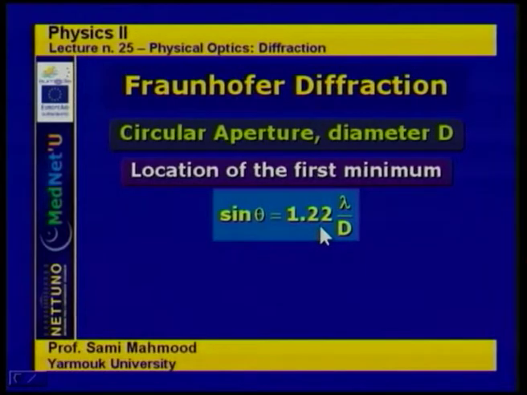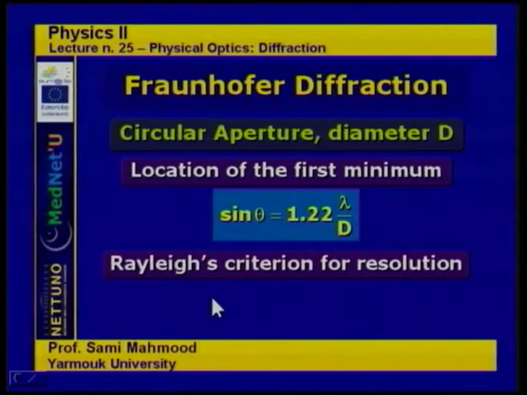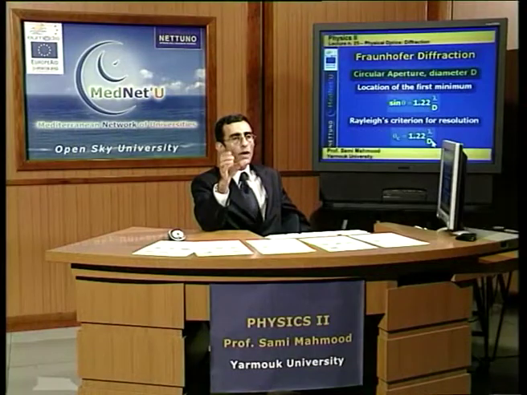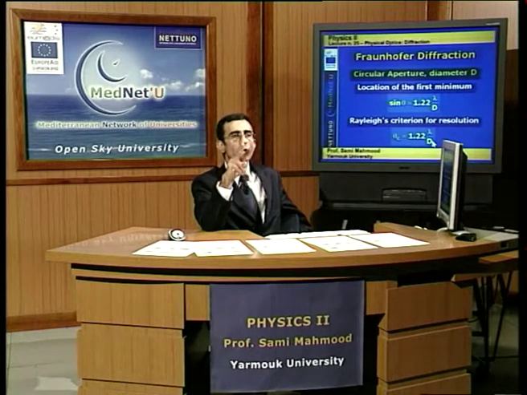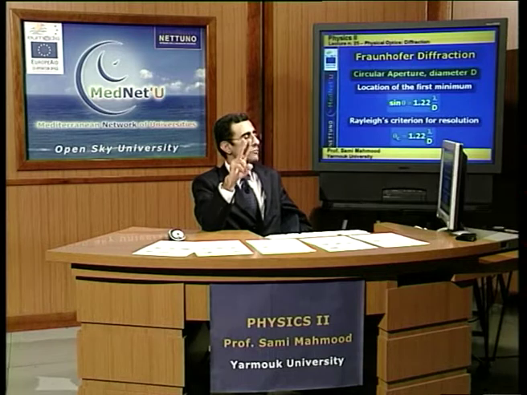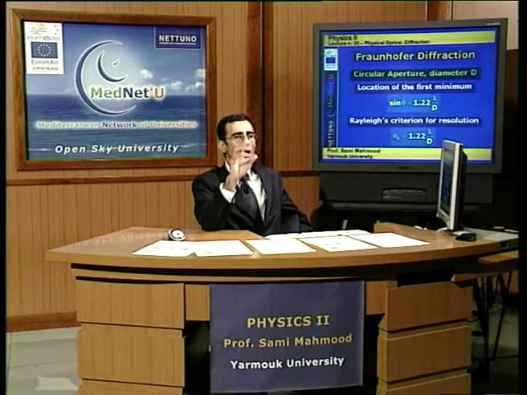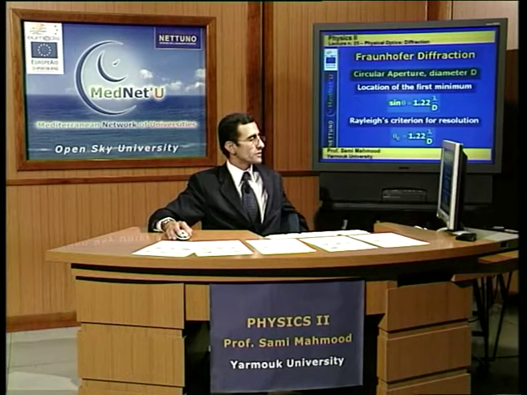It's multiplied by 1.22. So this is the condition, and Rayleigh's criterion for the resolution of two images with circular shape is given by theta c equals 1.22 times lambda over d. This is how far apart the angular distance between two images should be, minimum. It should be 1.22 times lambda over d in angular separation. They should be that far apart in angular separation in order to be resolved and to be observed as two different images.